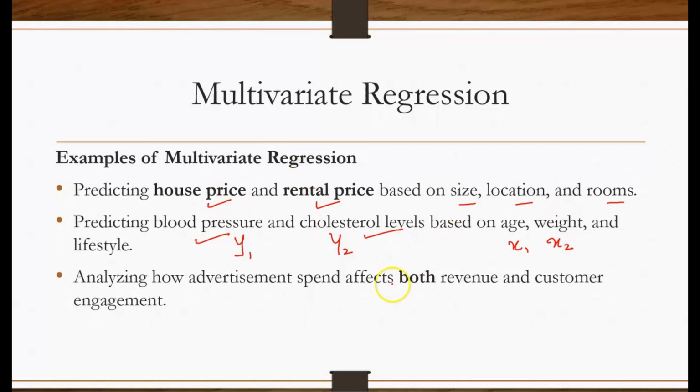Okay. Then analyzing how advertisement spend affects both revenue and customer engagement or customer retention. All these things can be studied together, and that is what is known as multivariate regression. We will have more than one dependent variable. Okay, that is what is known as multivariate regression.